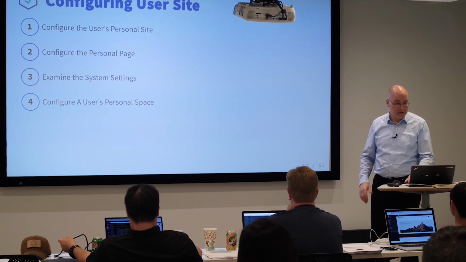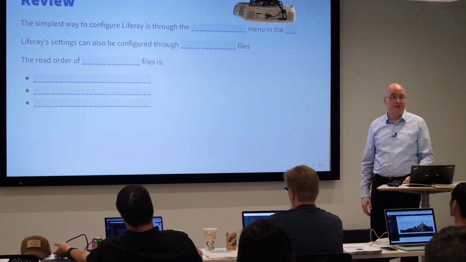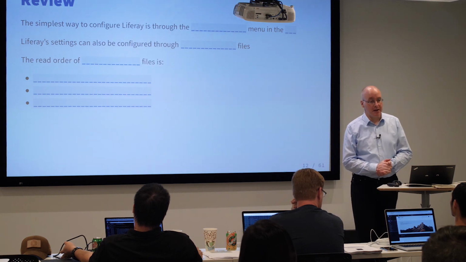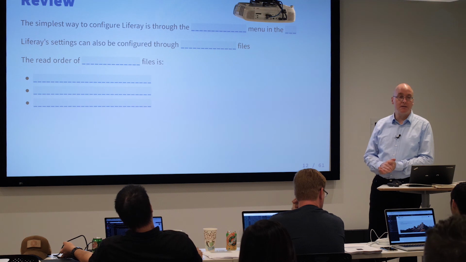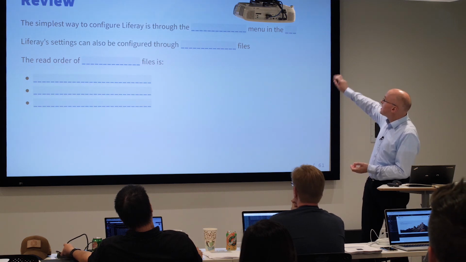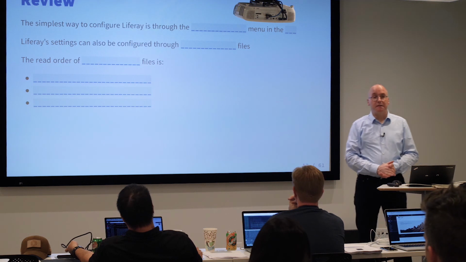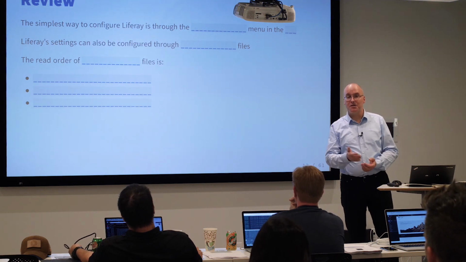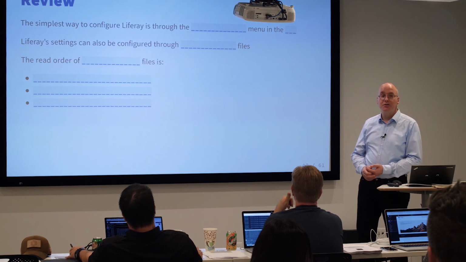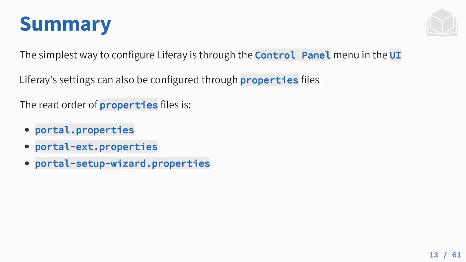And we can repeat that very quickly with our review, which says the simplest way, or I would actually say the most advisable way to configure Liferay is through the control panel, system settings in the user interface, so UI. That's the tiny little bit there in the back. They can also be configured through properties files, and the read order of these properties files is, just to make sure, first portal.properties, the big one embedded in Liferay that you're not supposed to change. Then ext, portal-ext.properties, and then the setup wizard last. So setup wizard rules everything else.